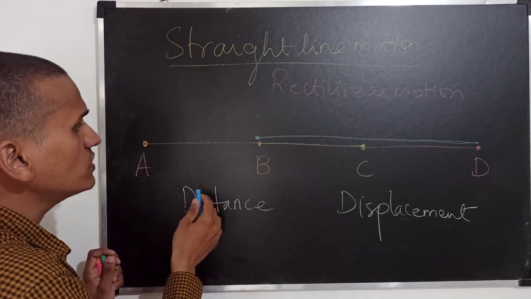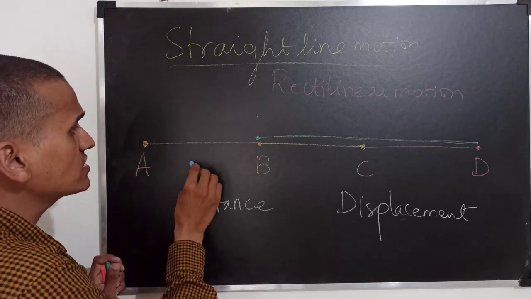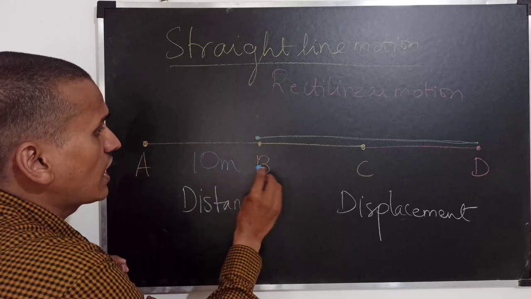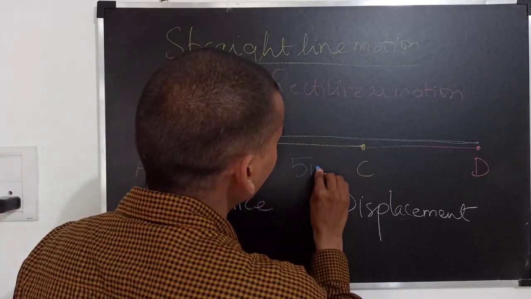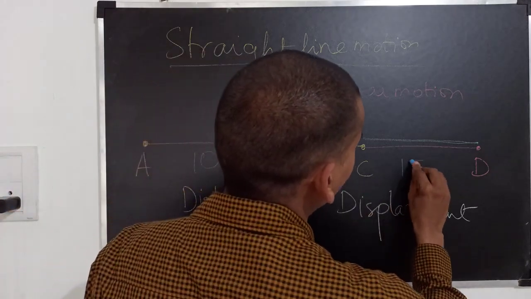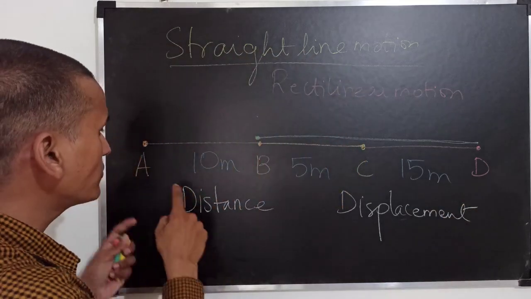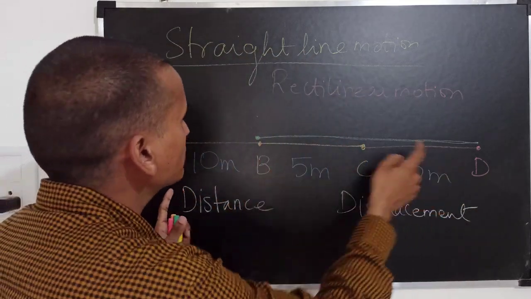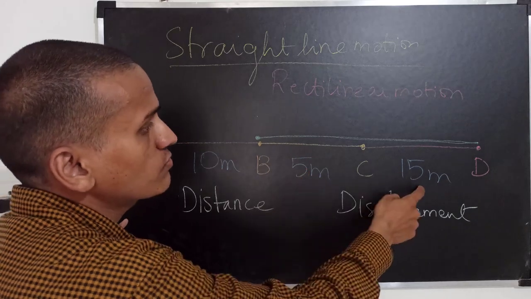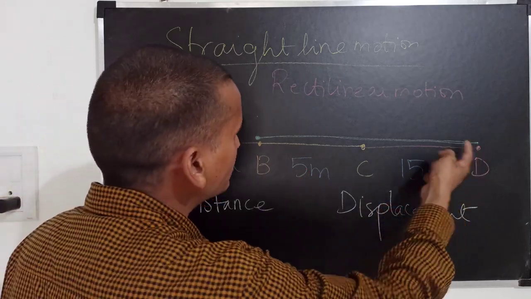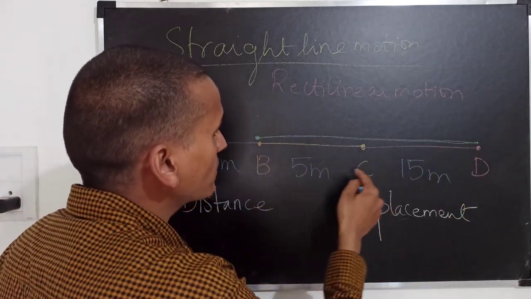Suppose we take this distance as 10 meter, this distance as 5 meter, and this distance as 15 meter. So what has happened? The object has traveled from A to B, B to C, C to D. So 10 plus 5 is 15, 15 plus 15 is 30, and again D to C, which is 15.